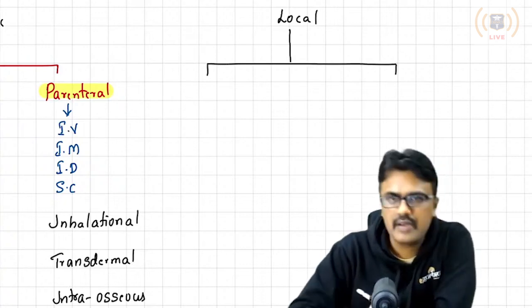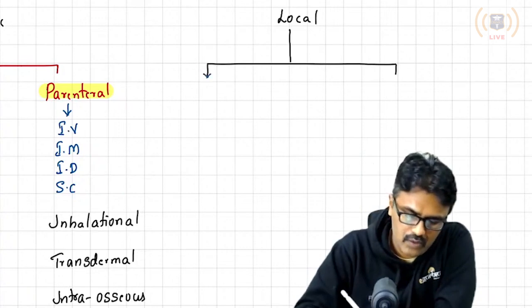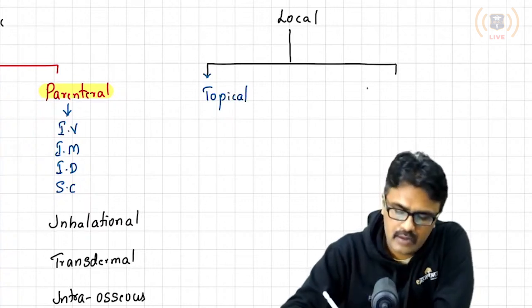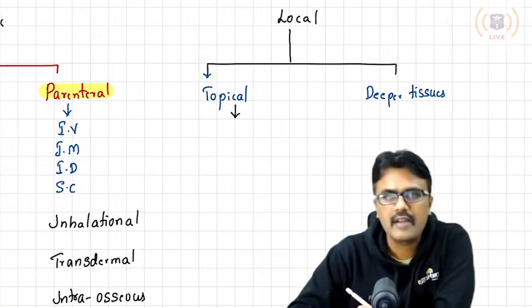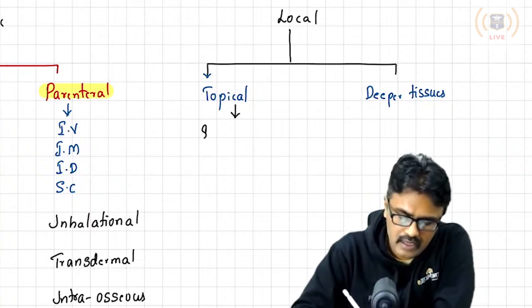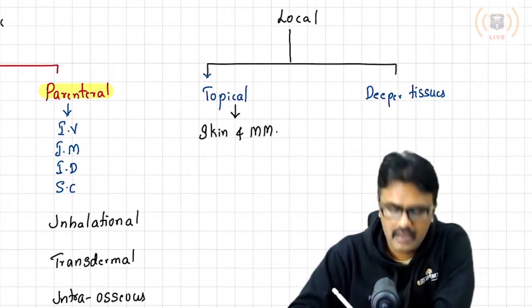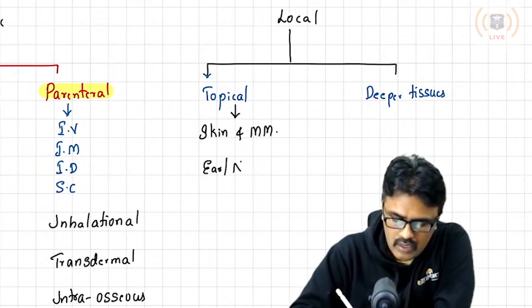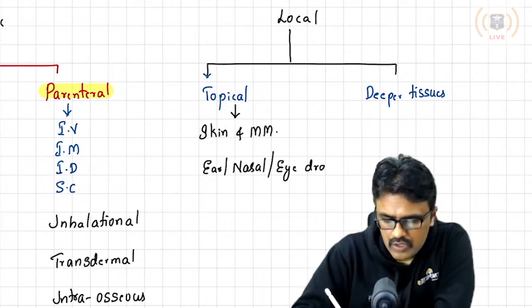Now moving on to the local. The meaning of local is the drug works where it is given. It will not go inside the body and circulate everywhere. So local, we have 2 things. One is the application topically, second into the deeper tissues. Now the topical, you know that it is on the skin and mucous membrane. So application on skin and mucous membrane, the ear drops, nasal drops, or the eye drops. So all these are topical routes.